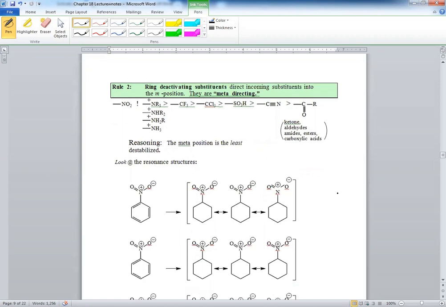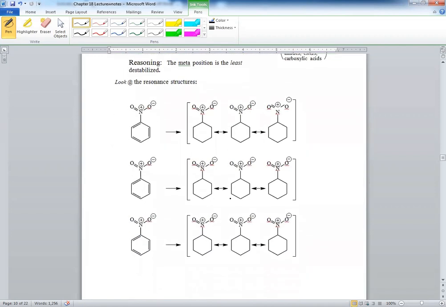And the reason why is because the meta position is the least destabilized. So we will see that in the following resonance structures. Be patient, these resonance structures take time to show. We're just going to use an electrophile here. We don't have to draw a specific group. All you have to do is change a group here. Electrophile is the generic one. So let's start with the ortho.